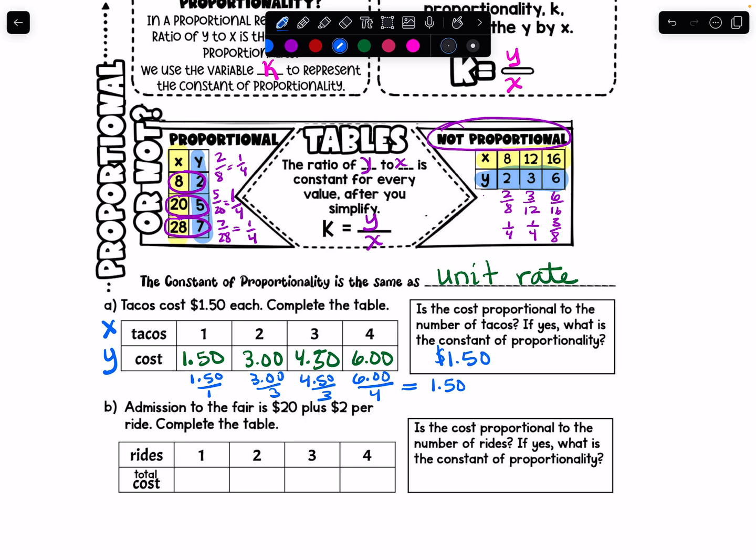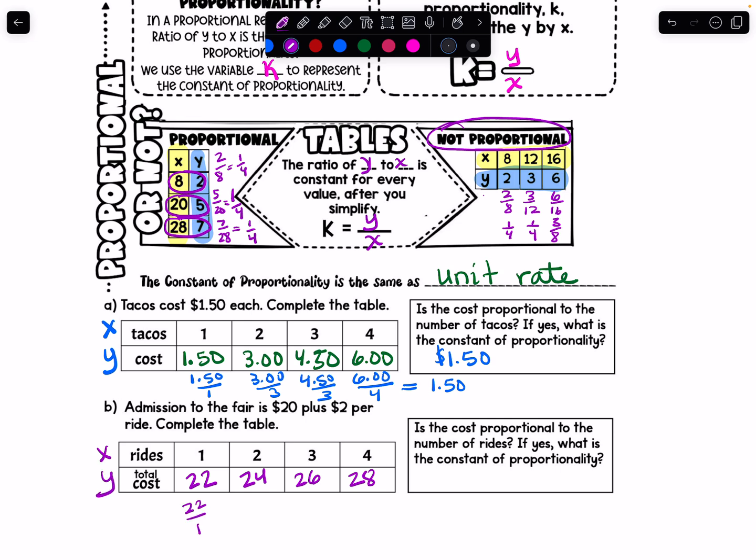Let's try the next example. It says admission to the fair is $20 plus $2 per ride. So it's $20 to get in, and then every time you ride a ride, it's $2. So if you go to the fair and you ride one ride, you're going to spend $22. If you go to the fair and you ride 2 rides, it's $24, and it goes up by 2 each time. So let's see if these ratios of y to x are equal.